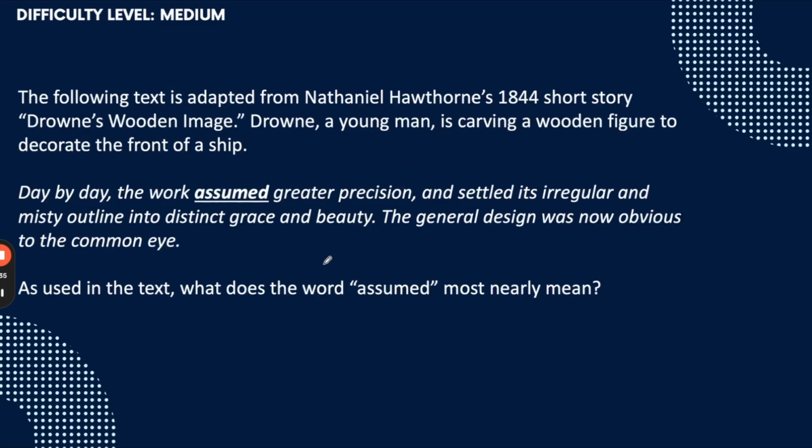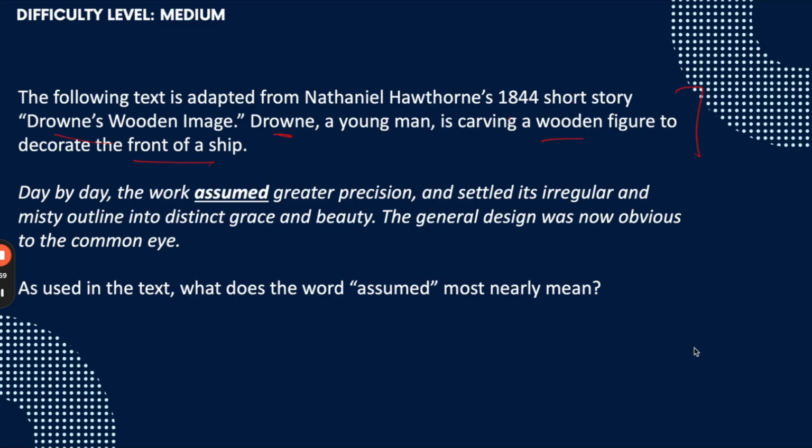Let us go ahead and read the text now. So this is the blurb. Never miss out on reading the blurb. Let's read this. The following text is adapted from N's 1844 short story, Drown's Wooden Image. Drown, a young man, is carving a wooden figure to decorate the front of a ship. So the text is going to be talking about this person Drown, and this person is basically carving a wooden figure to decorate the front of a ship.